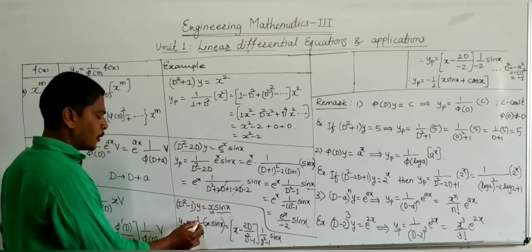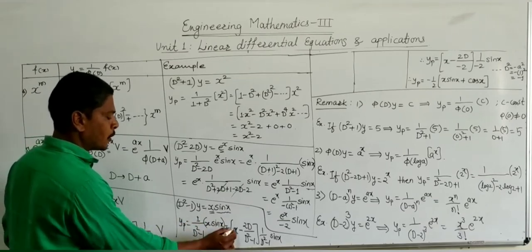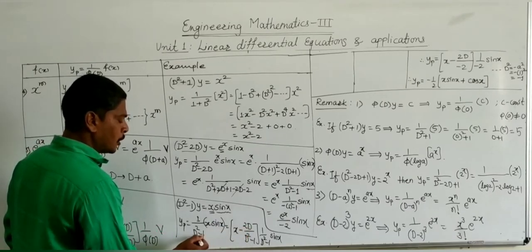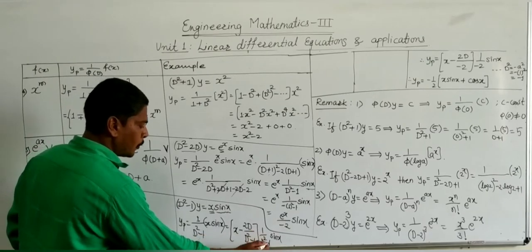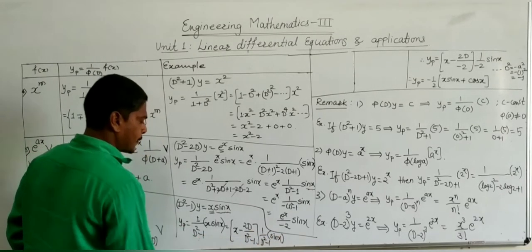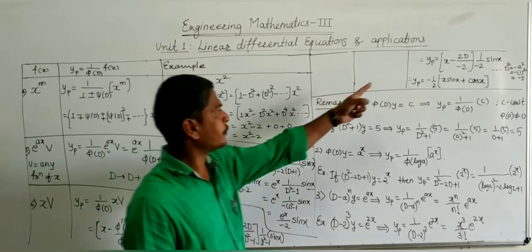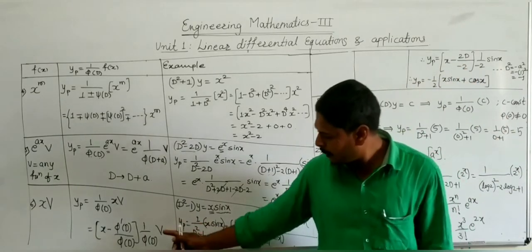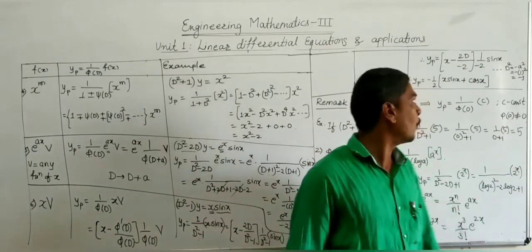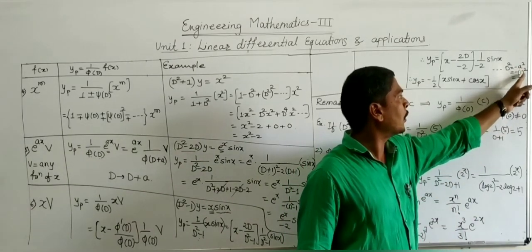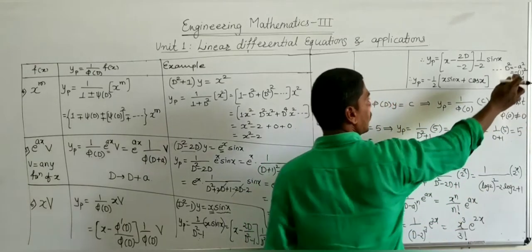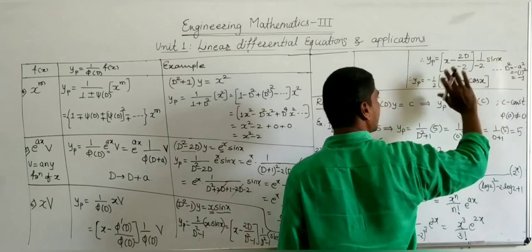So using our case number 6 shortcut method, we get 1 upon D square minus 1 into x sin x, which is equal to x minus the derivative of D square minus 1, which is 2D, divided by this D square minus 1 polynomial as it is, into 1 upon D square minus 1 into sin x. Now simplify this, we get x minus 2D upon, using case number 2, replace D square by minus a square. So here D square means minus a square, a is 1, so minus 1 square becomes minus 1, because here the square is of 1 only, and this minus is outside the square.